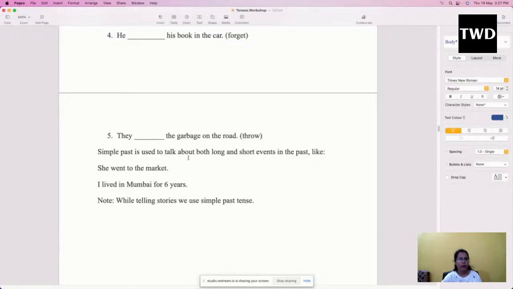Simple past is used to talk about both long and short events in the past, like she went to the market. She went to the market, so it is a short event. I lived in Mumbai for 6 years. This is a long event. I lived: I is the subject, and lived is the past form of the verb. While telling stories, we use simple past tense only. Remember all these things. These are all the simple tips which we have given to you so that you can learn it and practice it, and then you can speak fluently.